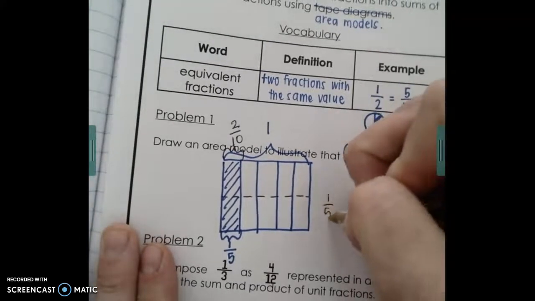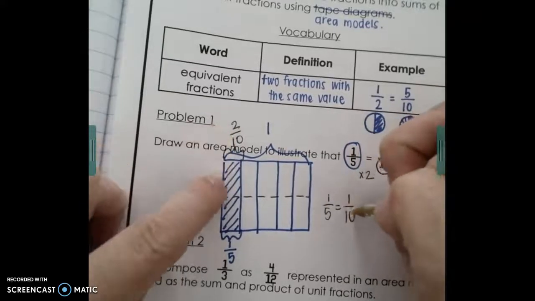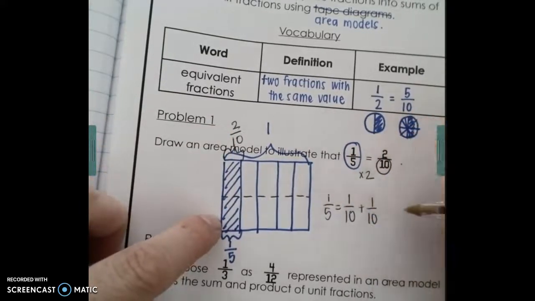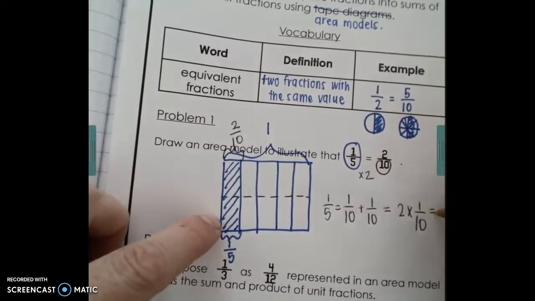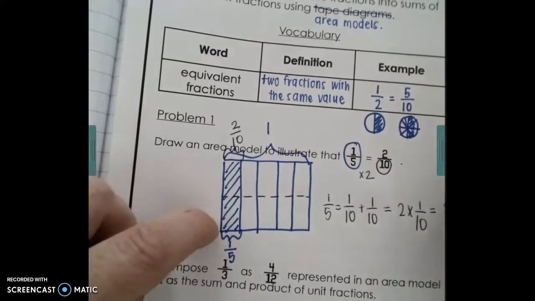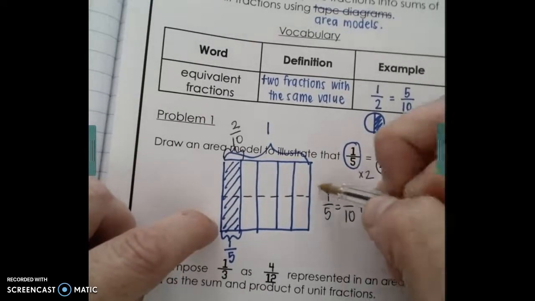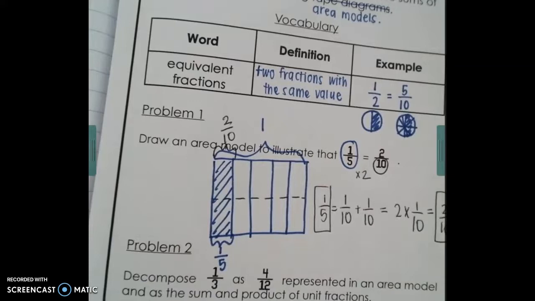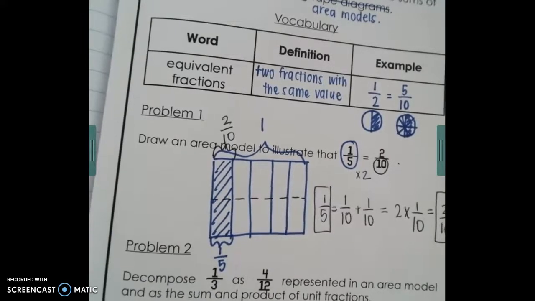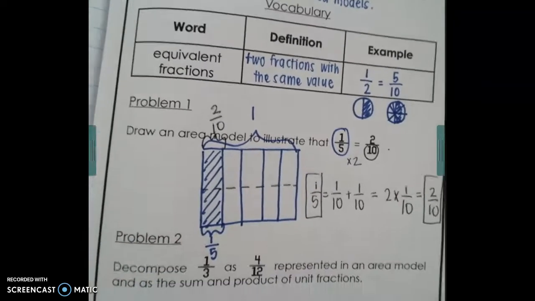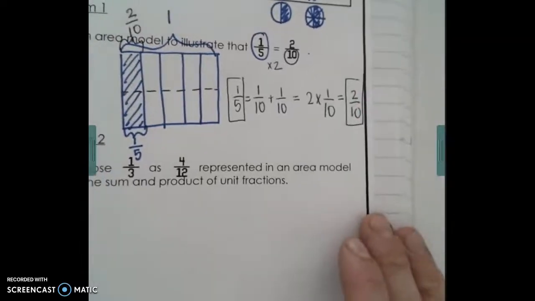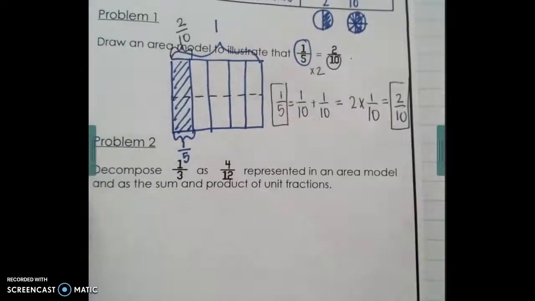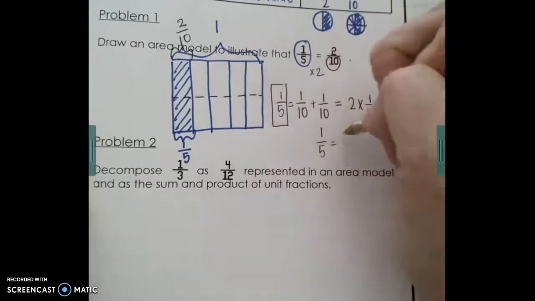So 1/5 is equal to 1/10 plus 1/10, which is equal to 2 times 1/10, which equals, and then the other way to write this would be 2/10. So we're showing how this is equal to this by using an area model. Okay, so like a tape diagram, kind of same thing, but it's just a bigger picture that we're able to use to show equivalent fractions. Okay, so 1/5 is equal to 2/10.